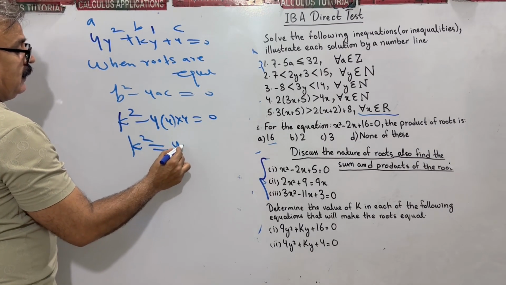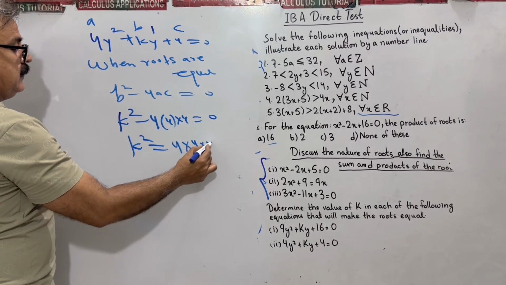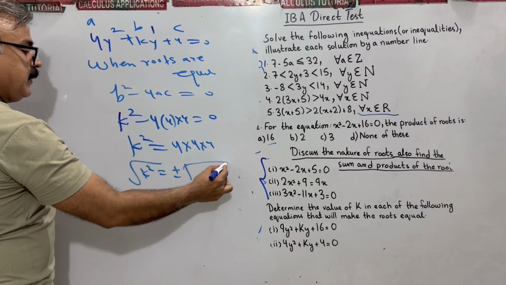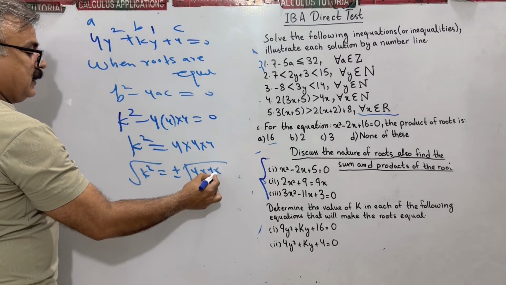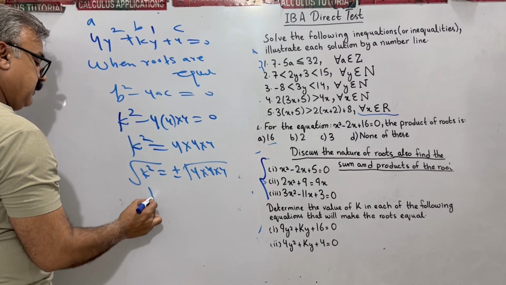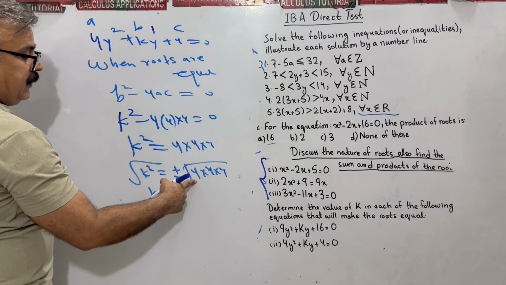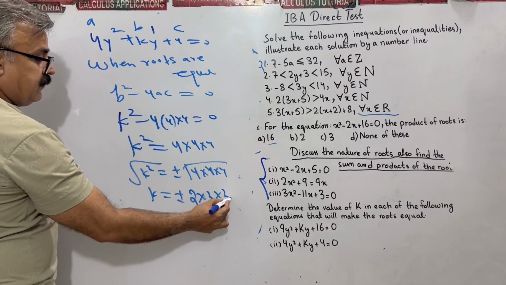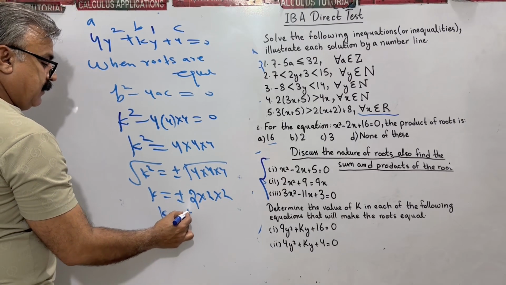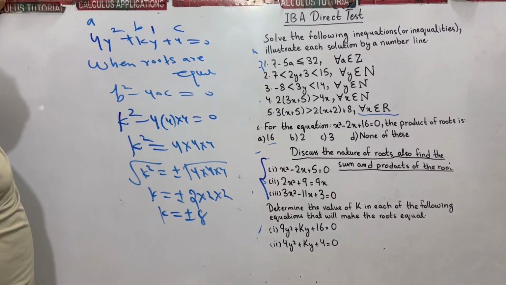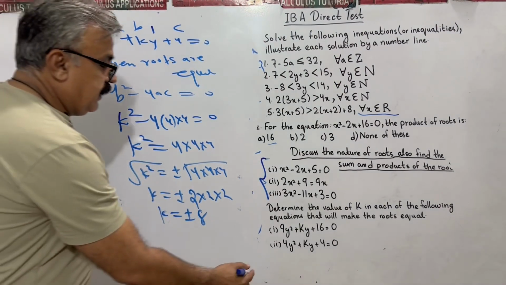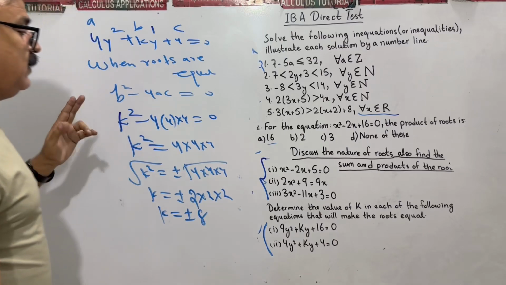Shift them to the right hand side. Taking the square root, k is equal to plus minus, square root of 4 is 2, square root of 4 is 2, square root of 4 is 2. So k is equal to plus minus 8. If k is equal to plus minus 8, then the roots are equal in that case.